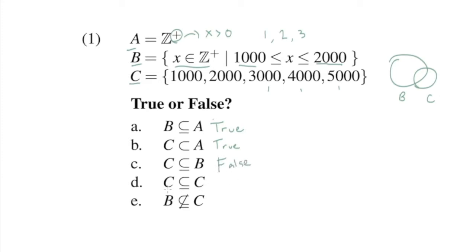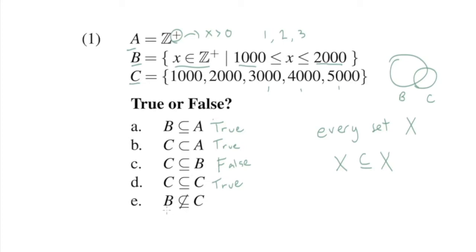Okay, the next one, is C a subset of C? Now, we don't even need to look at the definition for C because every set X is a subset of itself. Because any two equivalent sets are subsets of each other. So every set is always a subset of itself, so this is always true, no matter what C is.